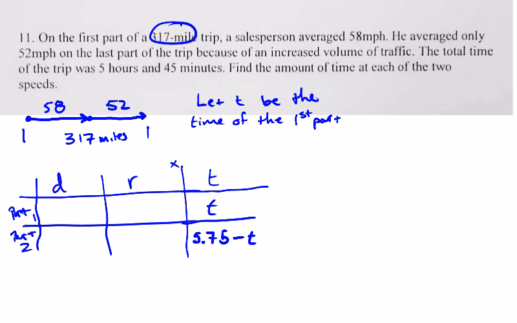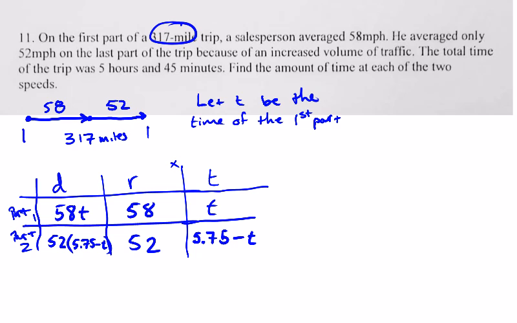Then we know the rates. The rate of the first part is 58 miles an hour. The rate of the second part is 52 miles an hour. And we'd write the distance as rate times time, 58t, and then 52 times (5.75 minus t). And there's our two distances for each part.